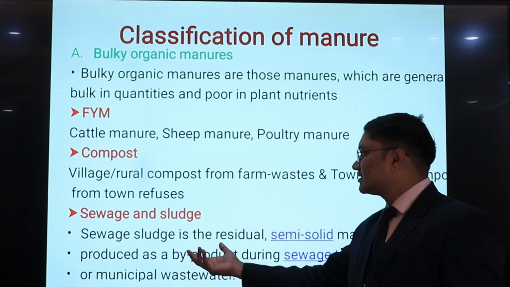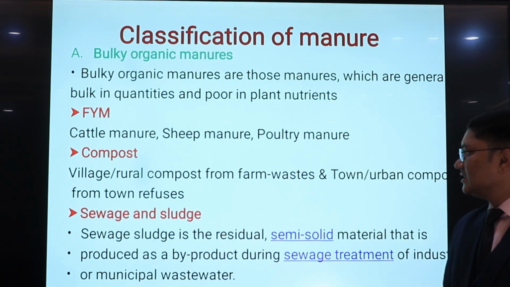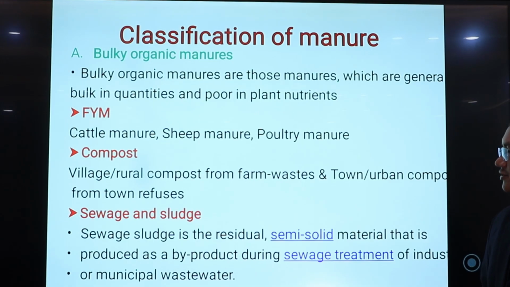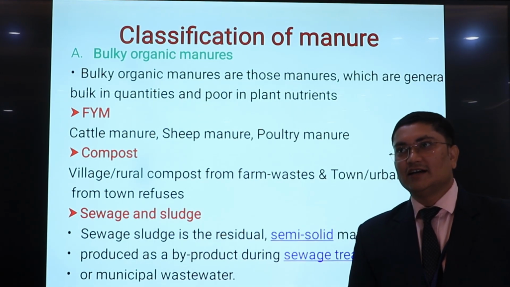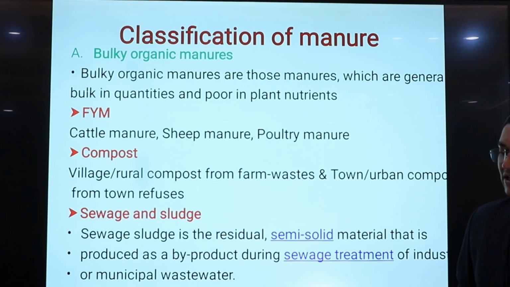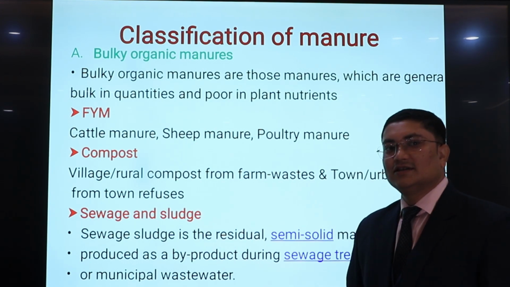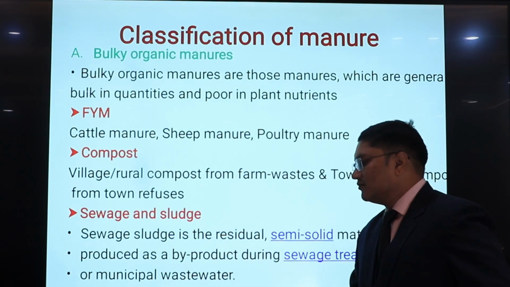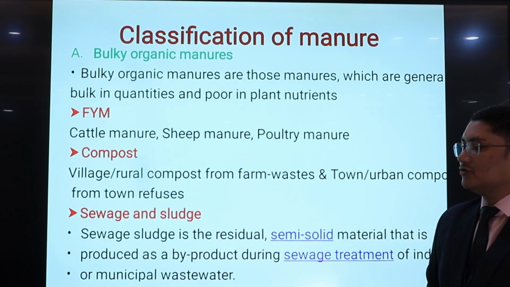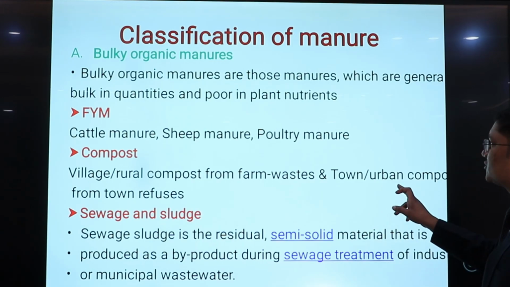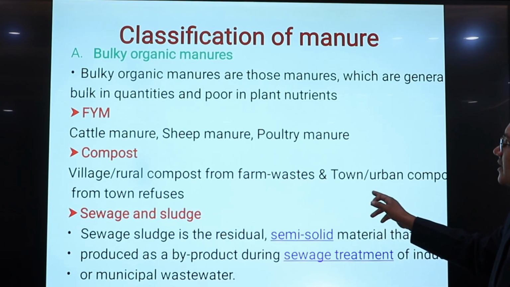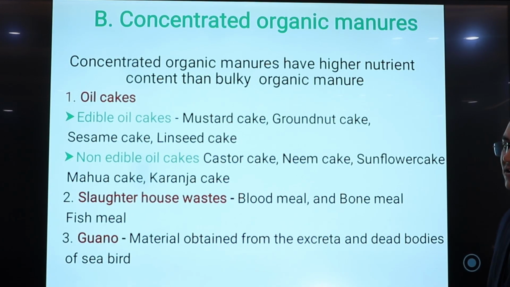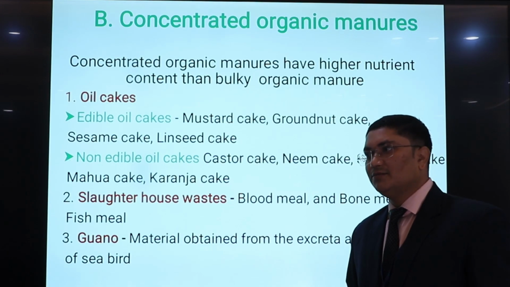Then sewage and sludge. Sewage sludge is basically a residual or semi-solid waste material produced from houses and slaughterhouses, where a lot of waste is generated. It is also basically waste material from humans. After treatment we can apply it to the field to produce crops. So these are the bulky manures.